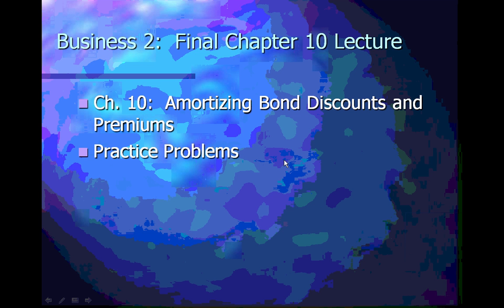Okay, students, we're going to start our final lecture for Chapter 10. It's going to be about bond discounts and premiums, which you should be familiar with, but we're going to talk about amortizing the actual dollar amount of the discount or the premium. We'll do a practice problem, and we'll give you some other practice problems in the book to look at because there's some resources available to make this, I hope, very digestible and understandable for you.